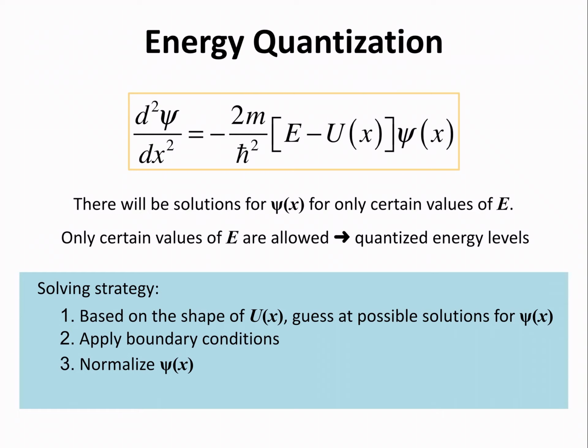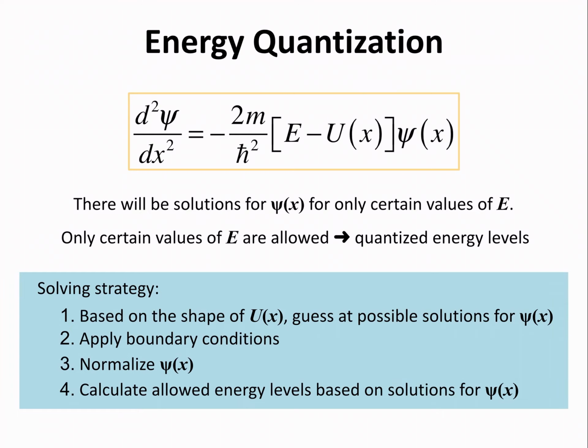So we know that all probabilities add up to 1. And then we're going to calculate allowed energy levels based on our solutions for the wave function. Okay, so that's the Schrodinger equation, and we'll work on, in the next section, applying it to some stuff that we're already familiar with.